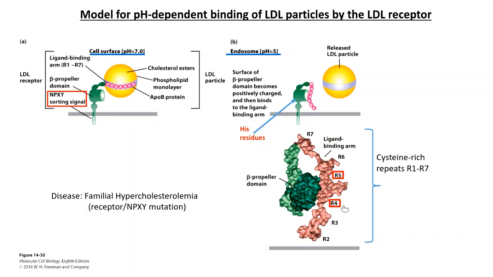In the locked state, that is in the endosome, R4 and R5 are the major ones which are actually connected to the beta propeller domain, because this is positively charged, this is negatively charged. Now, at the cell surface, neutral pH, the ligand binding arm is free, so it can basically capture the ApoB on the surface of the LDL particle. When it goes to the endosome, the pH becomes acidic, about 5. So the surface of the beta propeller domain becomes positively charged because it has histidine, and then it binds to the ligand binding arm. When it binds to the ligand binding arm, the ligand binding arm releases this ApoB. And that is why the LDL particle gets released, right?